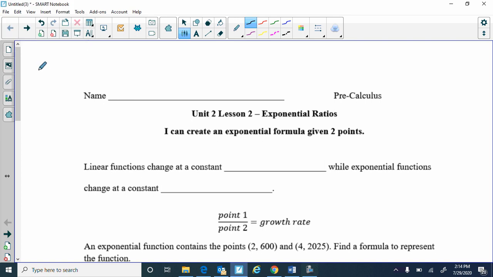Unit 2, Lesson 2, Exponential Ratios. I can create an exponential formula given 2 points.